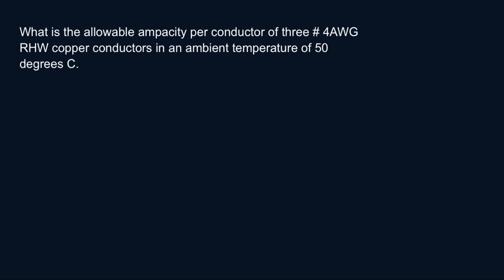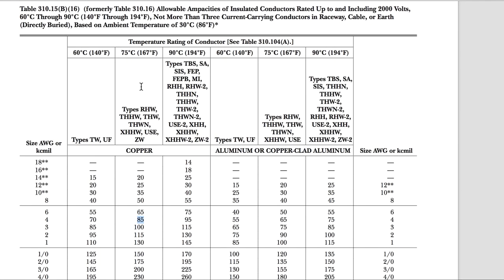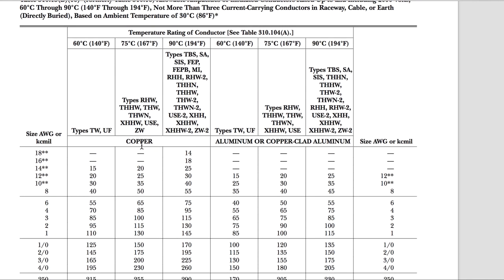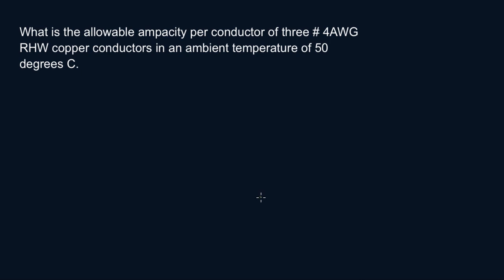Ambient temperature 50 degrees. So let's go to our table. Here in this table we have allowable ampacities of conductors up to blah blah blah, not more than 3. So we're given 3 here, so we're good, we're on the right table. So let's look at here, RHW, copper, not aluminum but copper. RHW, size is 4, so here we have 4 and our ampacity is 85 amp. So let's go ahead and write that down, 85 amp.